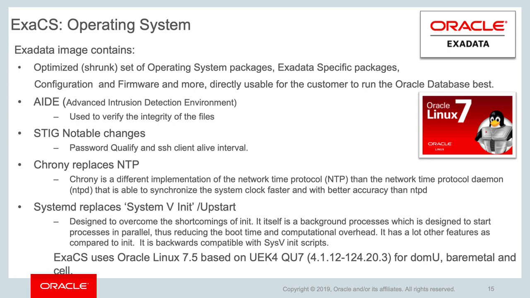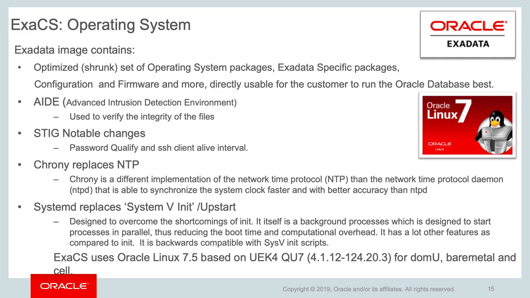Another change is Chrony, which is a different implementation of the Network Time Protocol. It is able to synchronize the system clock faster and with better accuracy. Another good reason to use Oracle Linux 7 is that it provides hardened security. It enables an advanced intrusion detection environment known as AIDE. AIDE helps to track down which files have been affected in case the system is compromised. It runs a daily cron job that monitors the system for changes to files in specific directories. AIDE automatically raises critical software alerts.